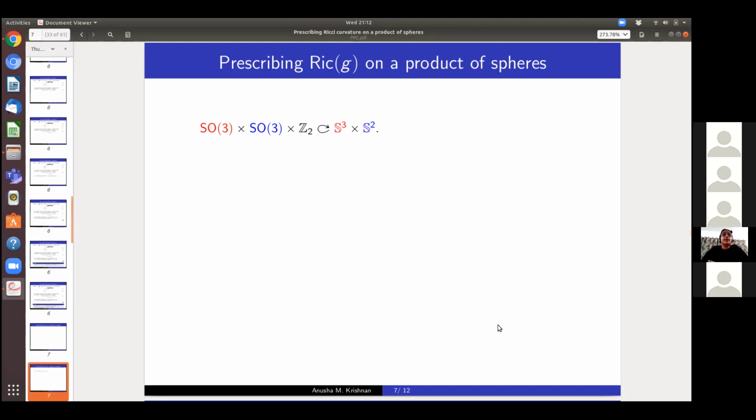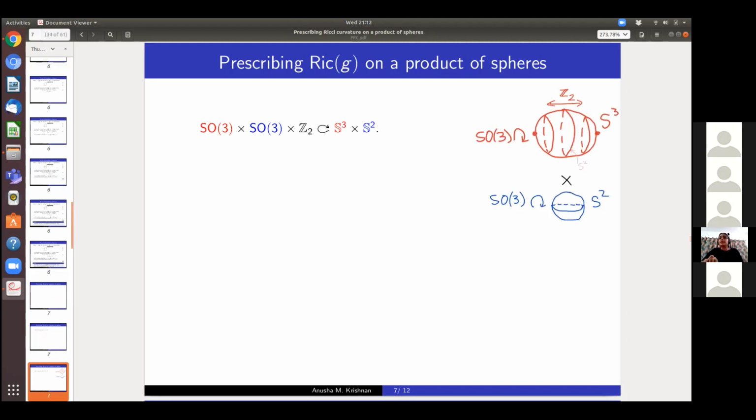So this is the action: SO3 times SO3 times Z2 acting on this product S3 times S2. What is this action? It is a product of the original action that we had in Hamilton's theorem, just a product with the transitive action of SO3 on S2. In this case, the principal orbits of this group action are S2 times S2, which collapse at the ends of the orbit space to S2s. So the singular orbits are S2.